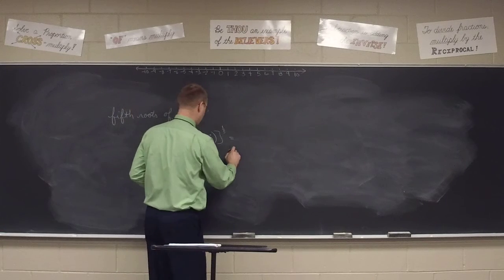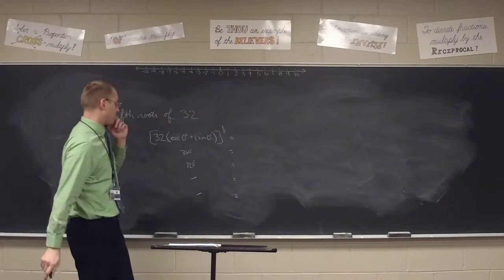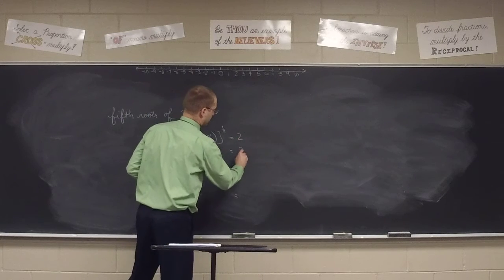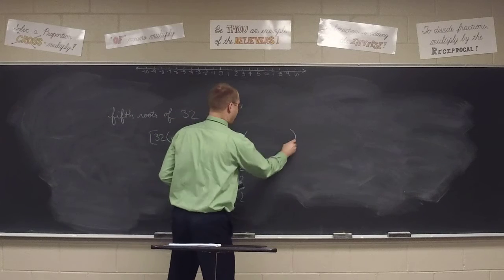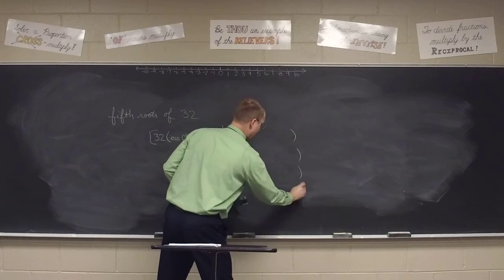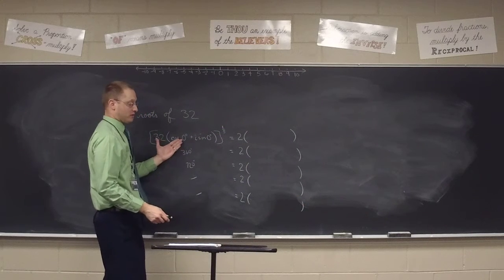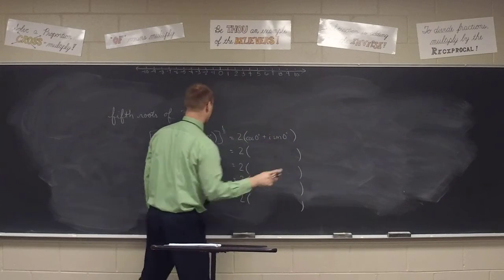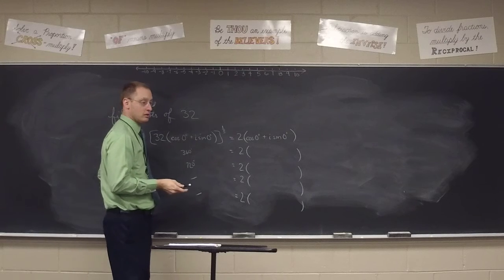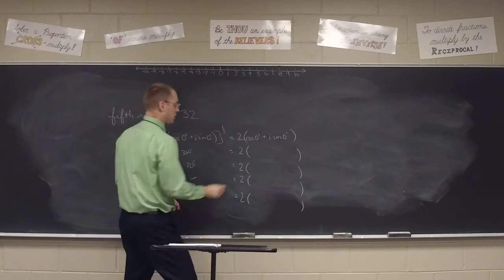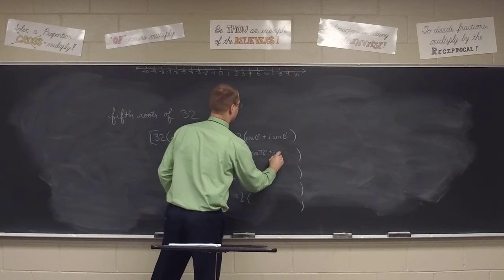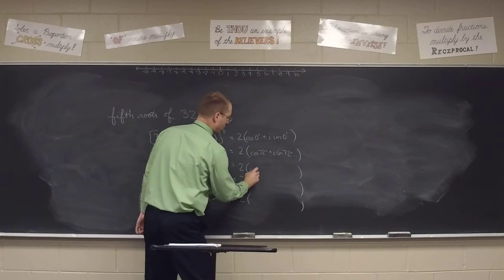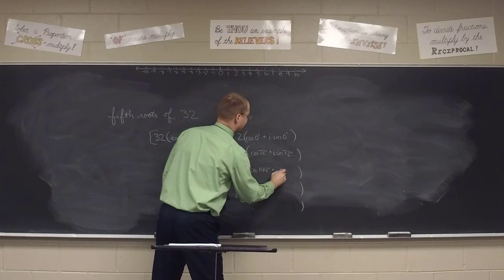All right, then each time, we're going to take the principal fifth root of 32 that we memorized. 2. And then each time, we're going to actually take a fifth of the angle. So a fifth of 0 gives me cosine 0 plus i sine 0. Then we're going to take a fifth of 360. 72. Cosine 72 plus i sine 72. Then we're going to take a fifth of 720. 144. Cosine 144 plus i sine 144.